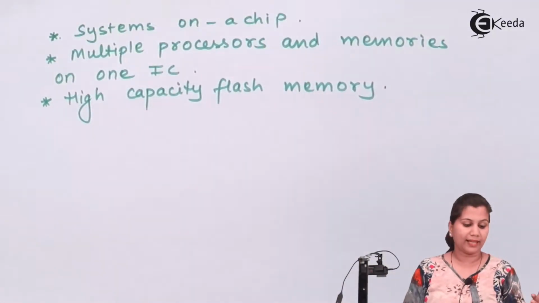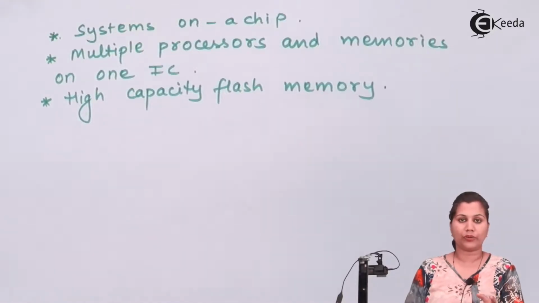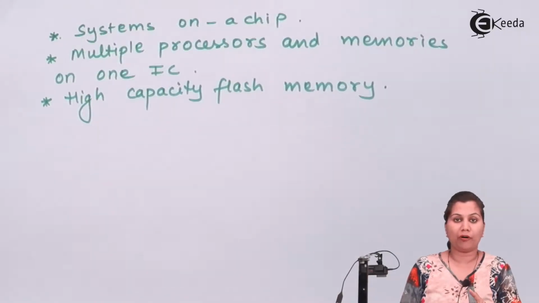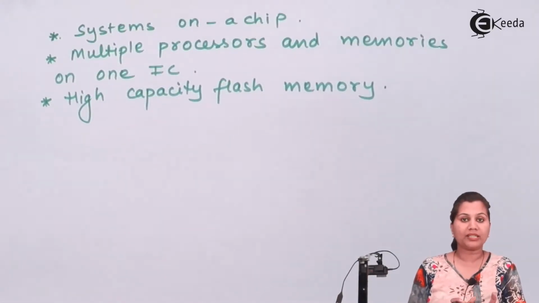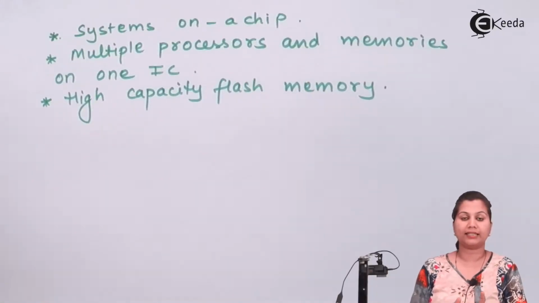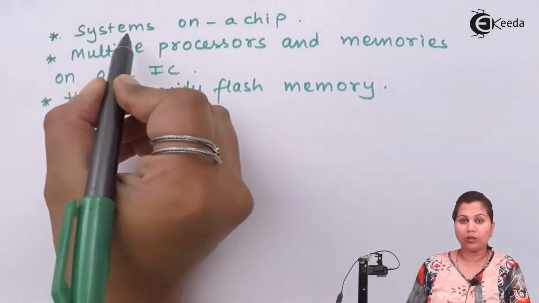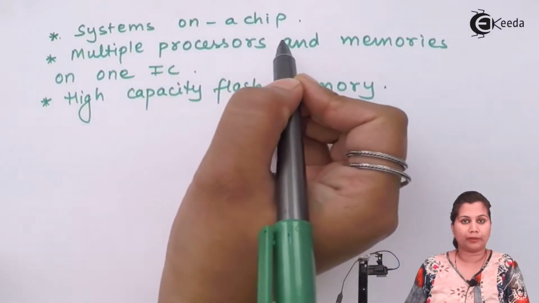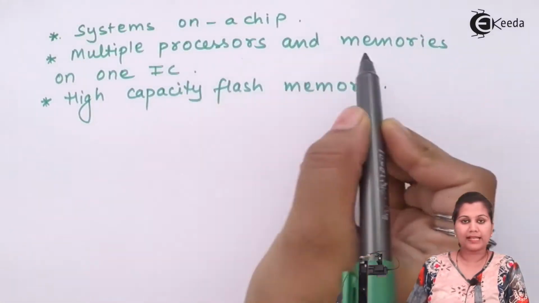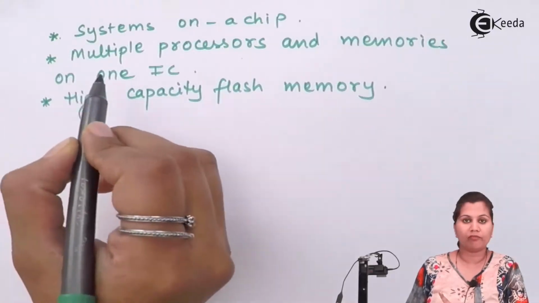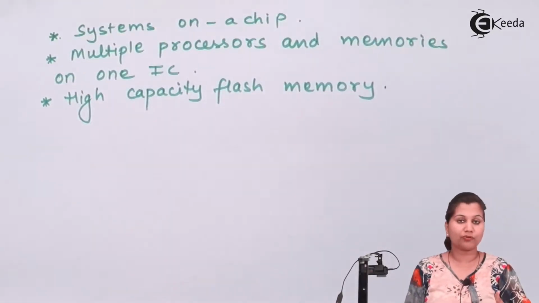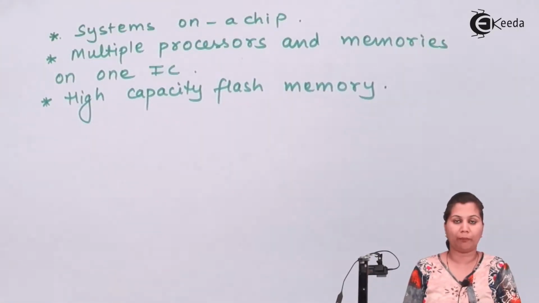Now, as I have said, the digital camera is going to capture, store and download the images. So we can see that it is performing multiple functions. And to perform these multiple functions, or multitasking, it has some requirements. The requirement is that all the systems in the camera should be present on a chip. Multiple processors and memories are embedded on one single IC.